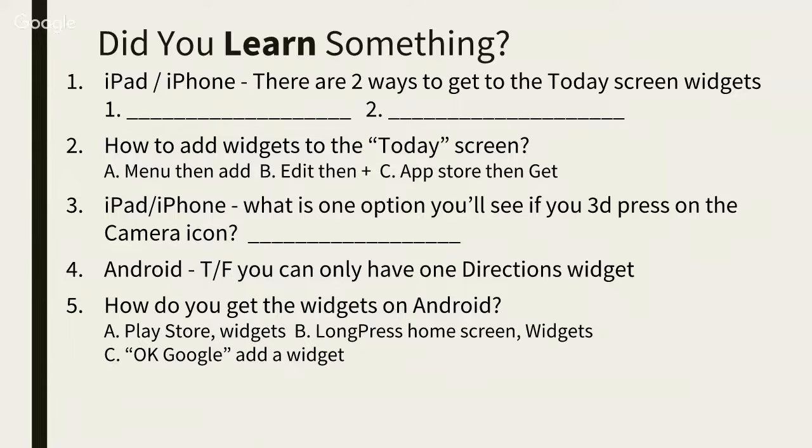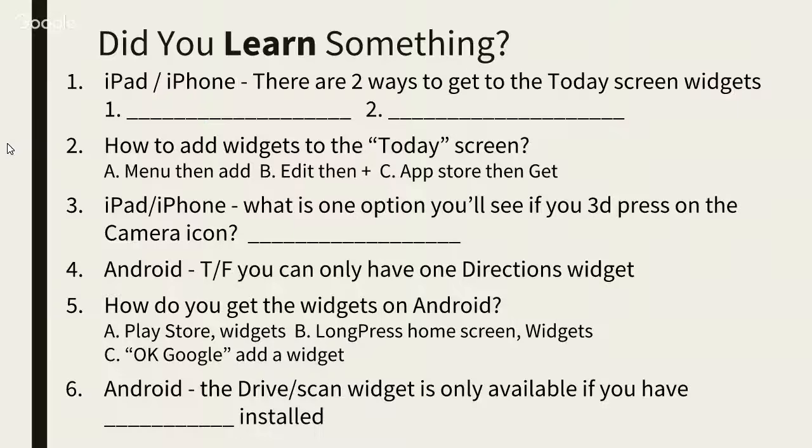And how do you get the widgets on Android? A, Play Store widgets. B, long press home screen and widgets. Or C, OK Google, add a widget. I haven't tried C actually, but I know that B works. You long press on a blank area of the home screen, and then you'll see the option for widgets. Okay. Now, Android, the Drive Scan widget is only available if you have what installed? Google Drive. You've got to have Google Drive on there, but you probably want that anyway.